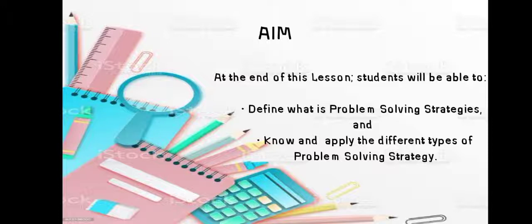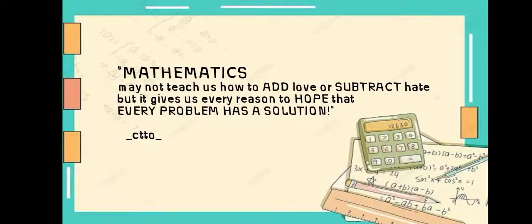For the aim, at the end of this lesson, students will be able to define what problem-solving strategies are, and know and apply the different types of problem-solving strategy. A simple reminder or a quote before we start our discussion: Mathematics may not teach us how to add love or subtract hate, but it gives us every reason to hope that every problem has a solution.